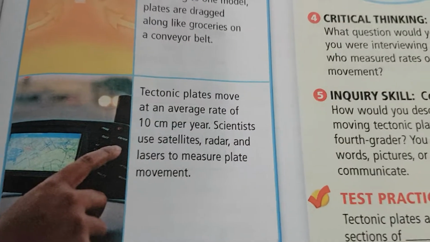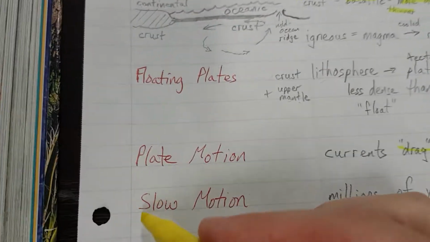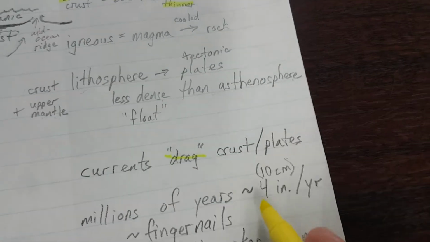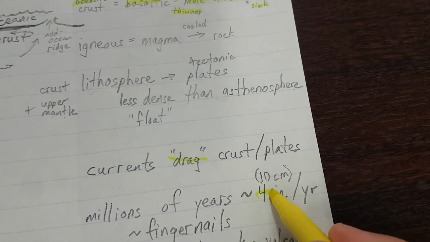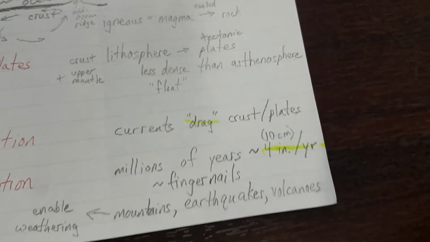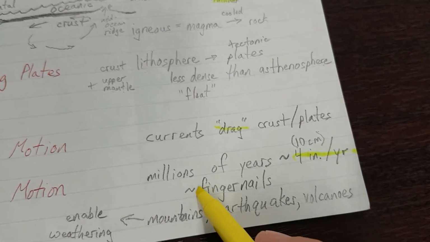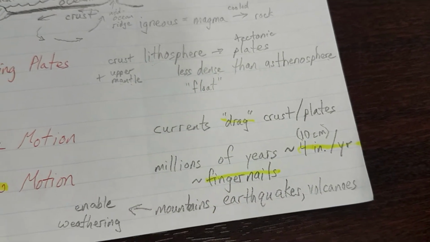Tectonic plates move at an average rate of 10 centimeters per year. They're very slow, right around 10 centimeters or 4 inches every year. Some a little faster, some a little bit slower. That's about the same rate our fingernails grow at.